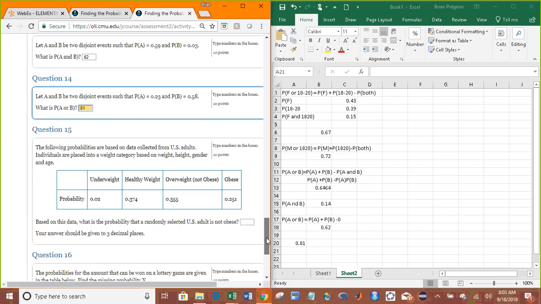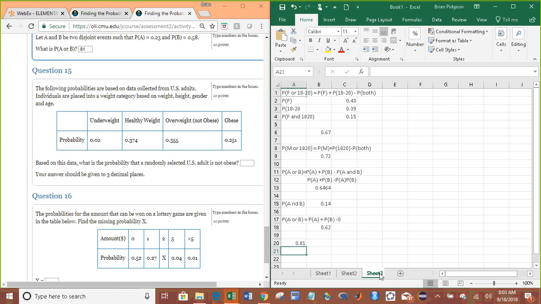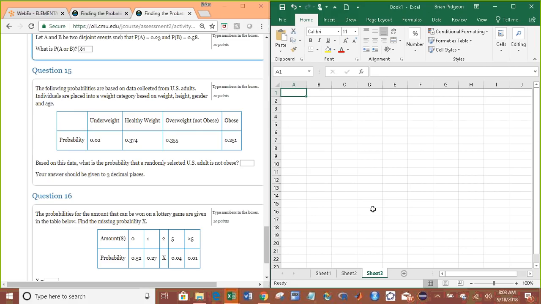All right, question 15. Okay, we have a probability distribution, probability being underweight 0.02, probability being healthy weight, okay? What is the probability that a random U.S. adult is not obese? Well, the probability of not obese is just 1 minus the probability of being obese. If you look at the table, they tell us the probability of being obese is 0.251. 3 decimal places, 0.749.